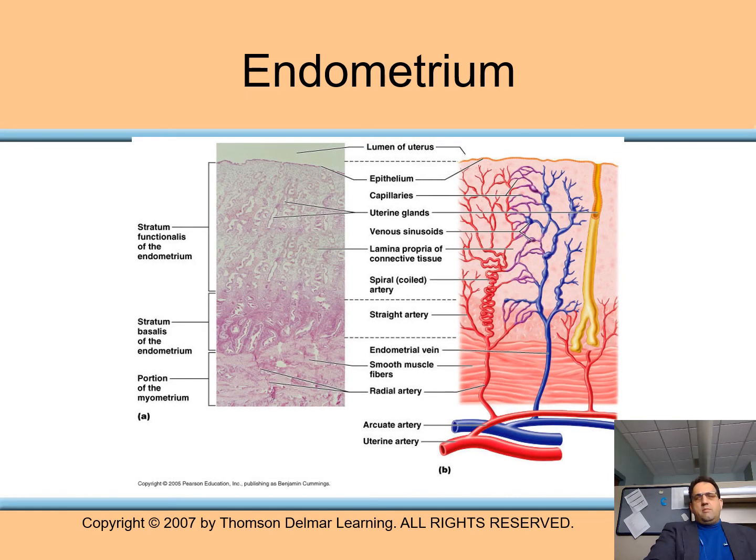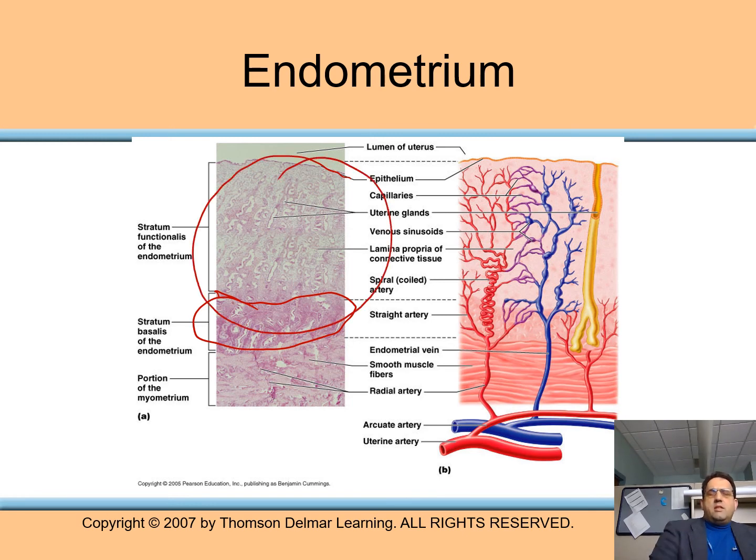Here's a picture of the endometrium. And you can see they call this the stratum basalis. This is the part that never sloughs off. This is the stratum functionalis. This is the part that does slough off. But it's also the part that if a fertilized egg is implanted, that's where the baby will develop.